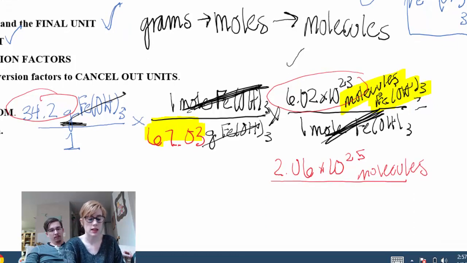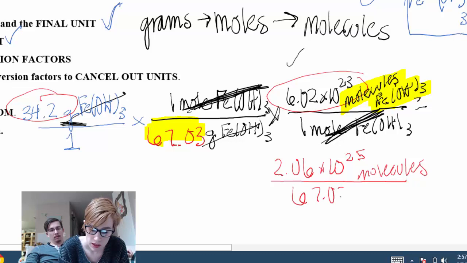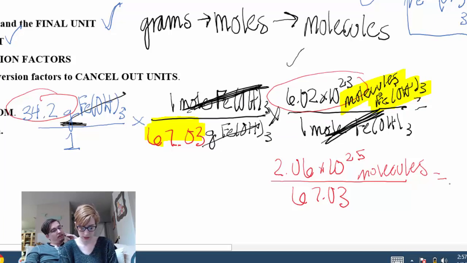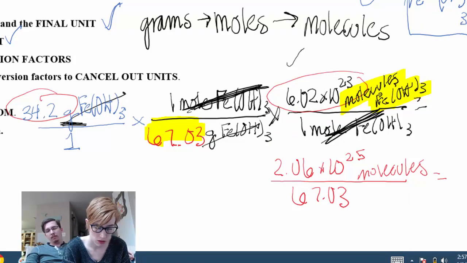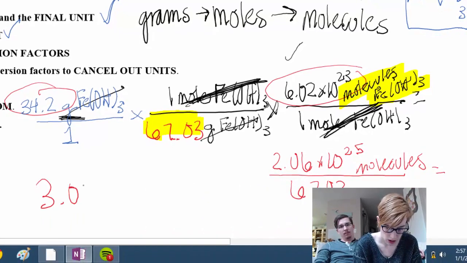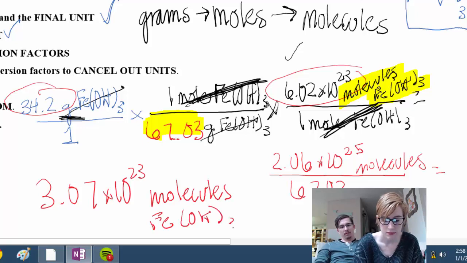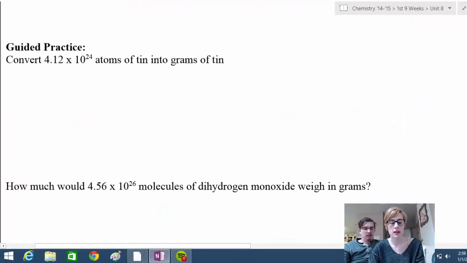And then the next step is to multiply everything on the bottom, which is really easy, right? 1 times 67.03 times 1 is still 67.03. And then what's my last step? Divide the top by the bottom. Right, and so when I divide these two numbers, I end up with 3.07 times 10 to the 23rd molecules of iron 3 hydroxide. Okay, we're going to do one last problem, and then the last example problem you can work on your own, and I'll show you how to complete it in class.